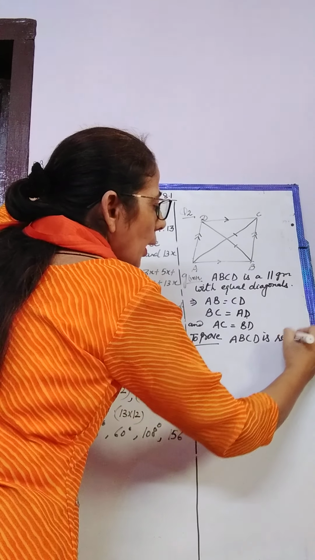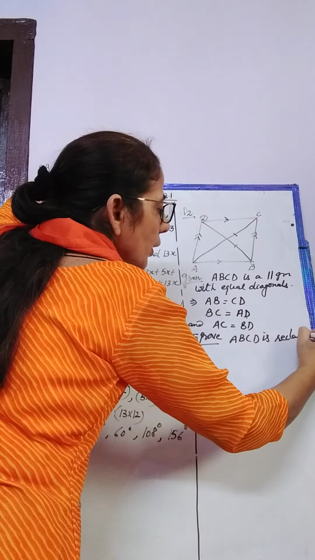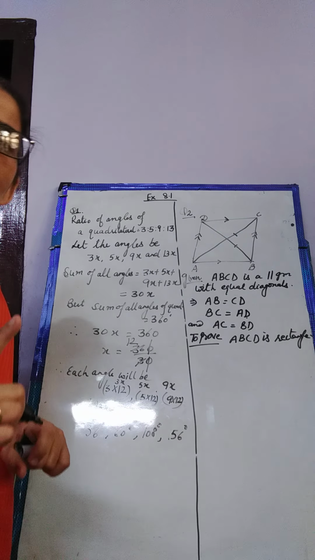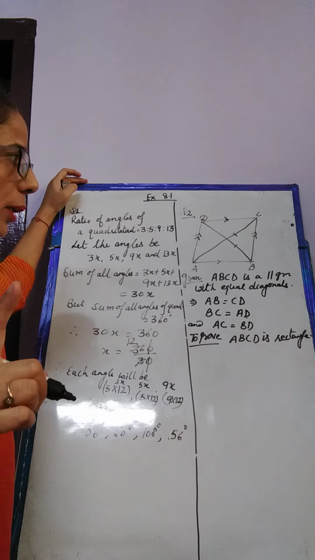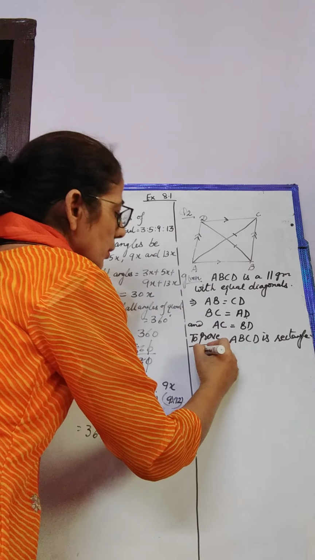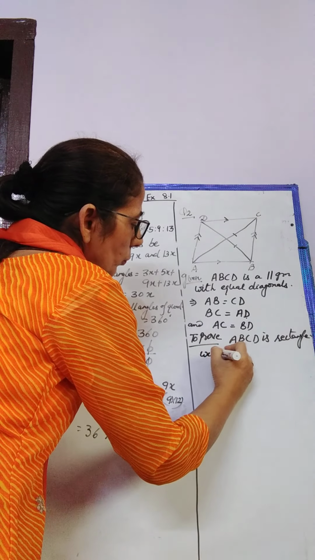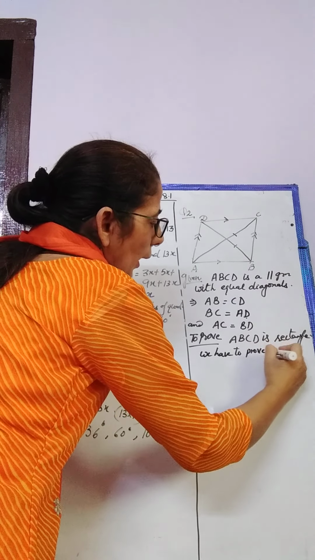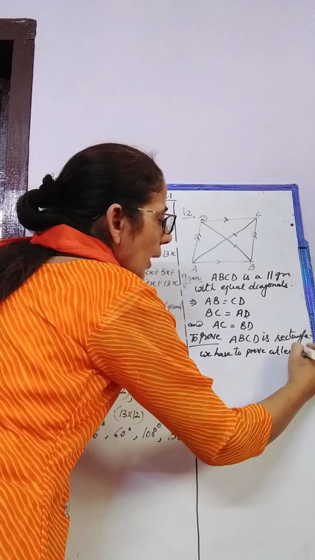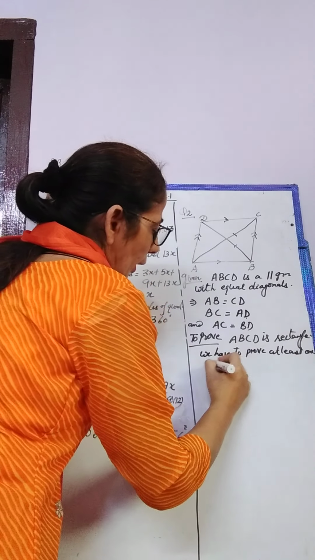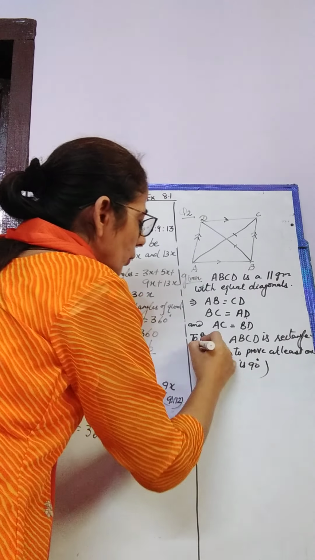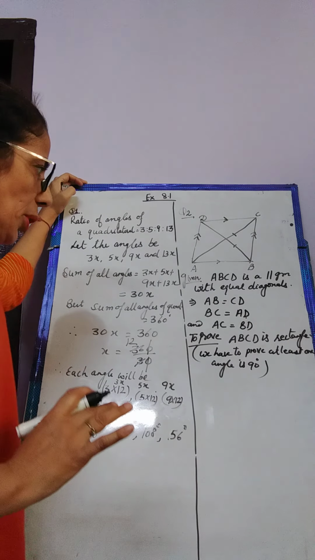For proving any figure a rectangle, what is required? A parallelogram with at least one angle of 90 degrees is called a rectangle. It means we have to prove at least one angle is 90 degrees. This I have told you only for information.